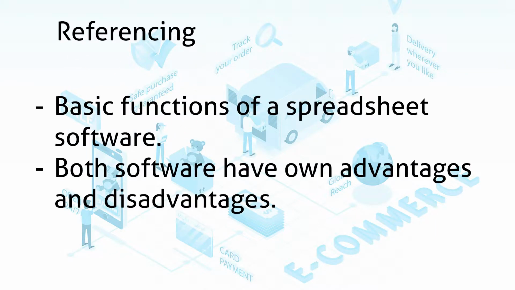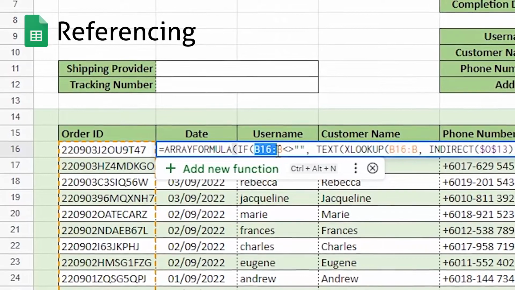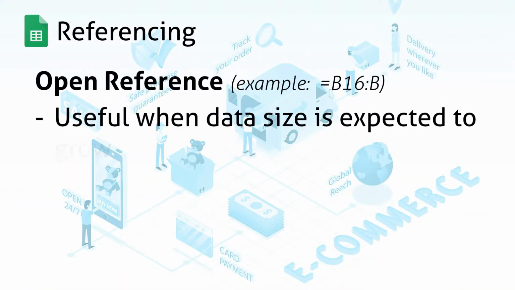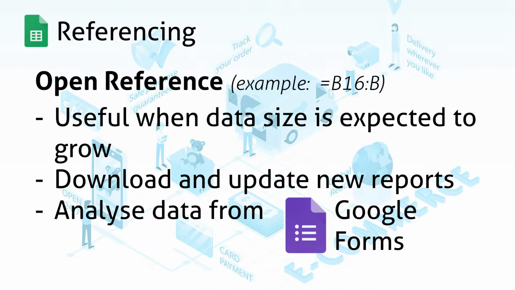Referencing cells is the basis of spreadsheet software. Both Sheets and Excel have their own advantages in the advanced tiers of referencing. For example, in Sheets we can use open reference to get an infinite or growing list of data. This is useful when you are expecting the data size to increase over time, such as getting new data from new reports or getting the data from Google Forms.